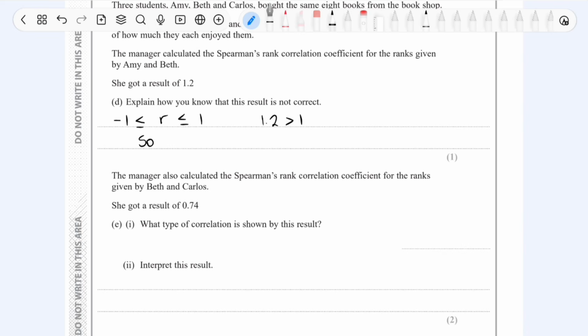So the result cannot be correct. In the exam, I'd possibly make this a bit more worded, and I'll say that Spearman's rank correlation coefficient can only take values between -1 and 1, and then I'd show that 1.2 is greater than 1. However, this should be sufficient.